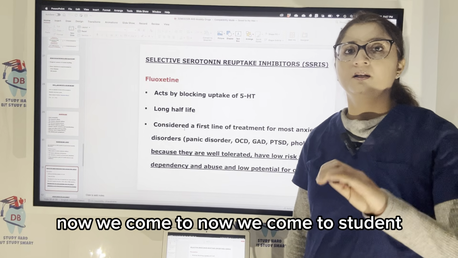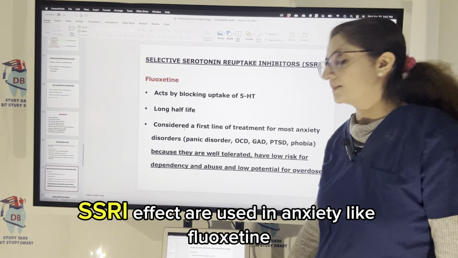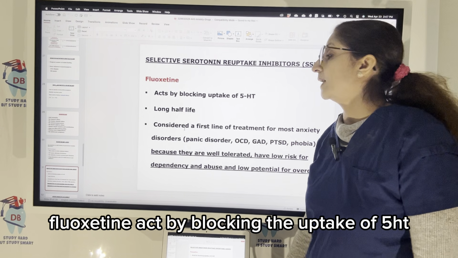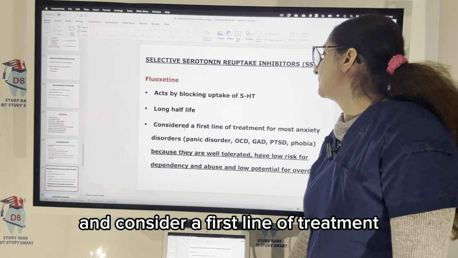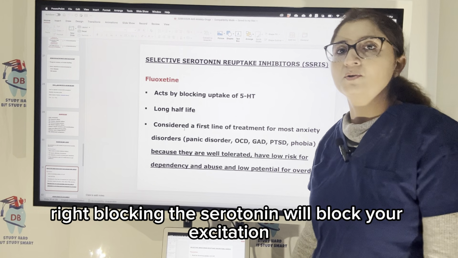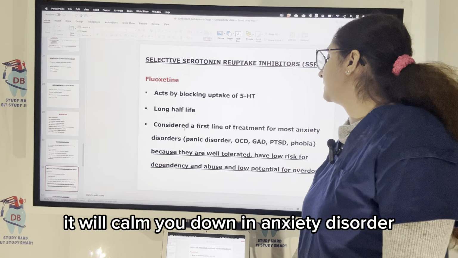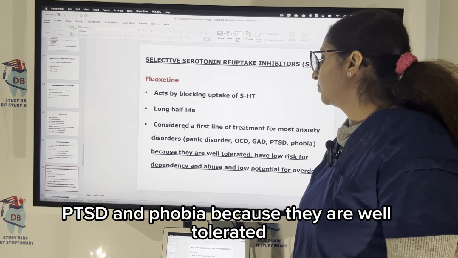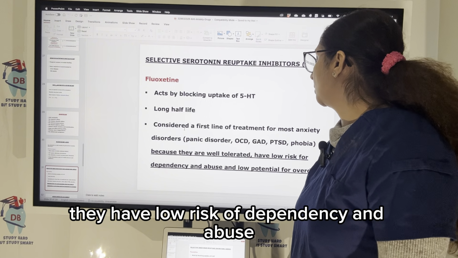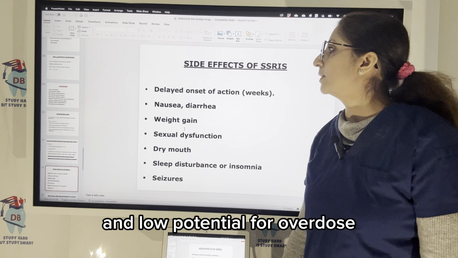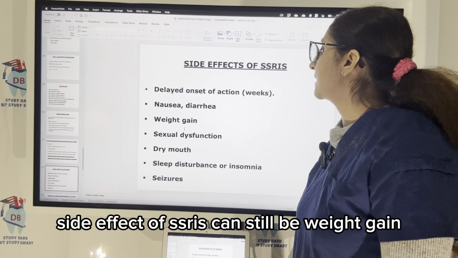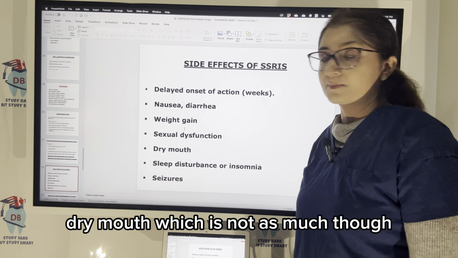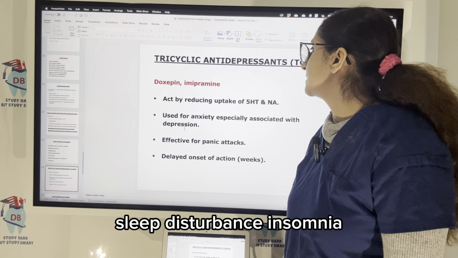Now we come to student SSRI use in anxiety, like fluoxetine. Fluoxetine acts by blocking the uptake of 5-HT. And it is considered a first line of treatment for most anxiety disorders, right? Blocking the serotonin will block your excitation. It will calm you down in anxiety disorder, panic disorder, OCD, GAD, PTSD, and phobia. Because they are well tolerated, they have low risk for dependency and abuse and low potential for overdose. Side effects of SSRIs can still be weight gain, nausea, diarrhea, and delayed action, dry mouth, which is not as much though, sleep disturbance, insomnia.